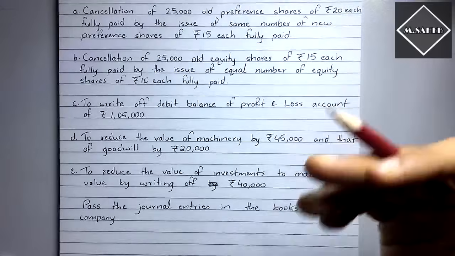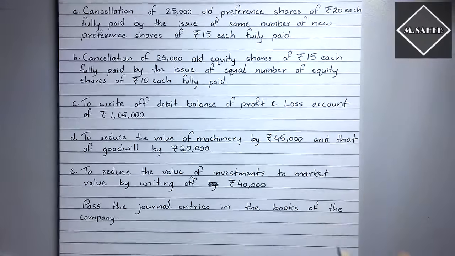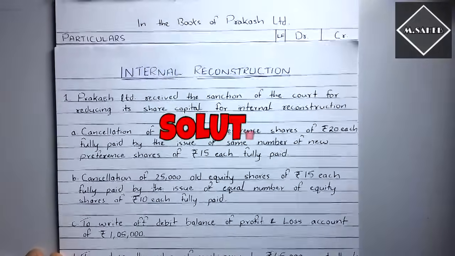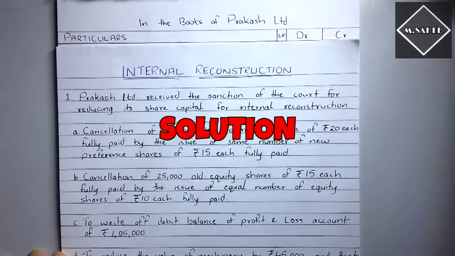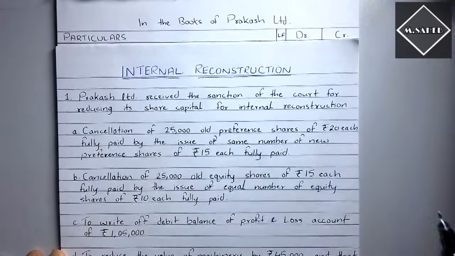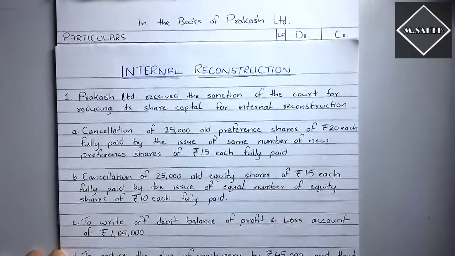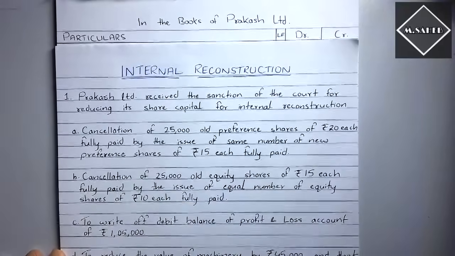Alright, now we will see the journal entries and the solution of this problem. Let's pass the journal entries and solve this problem. The first thing was cancellation of 25,000 old preference shares of rupees 20 each. So here they told cancellation of 25,000 old preference shares, right?